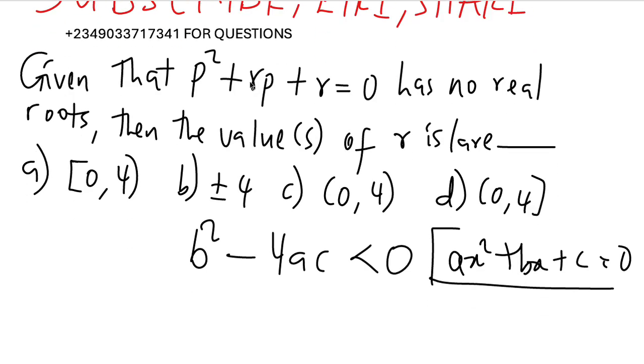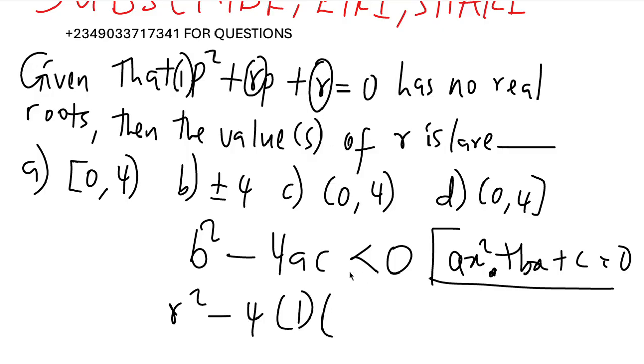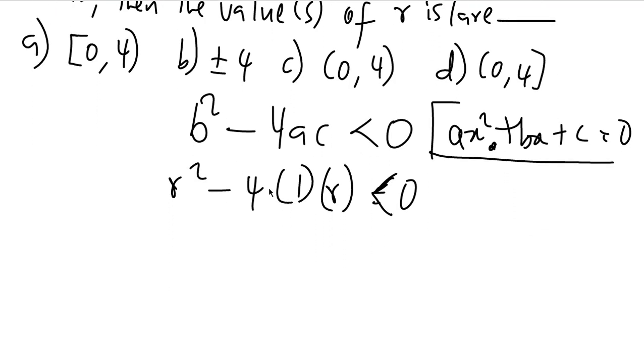So what's the b? B is the coefficient of p, which is r, because this is a quadratic equation in terms of p, just like in this case it is in terms of x. So the coefficient of p is r. That will be r squared minus 4 times a, which is 1, because that's the coefficient of p squared, times c, which is the constant, and is r. The discriminant should be less than 0 if it has no real roots. So we simplify it to r squared minus 4r less than 0.